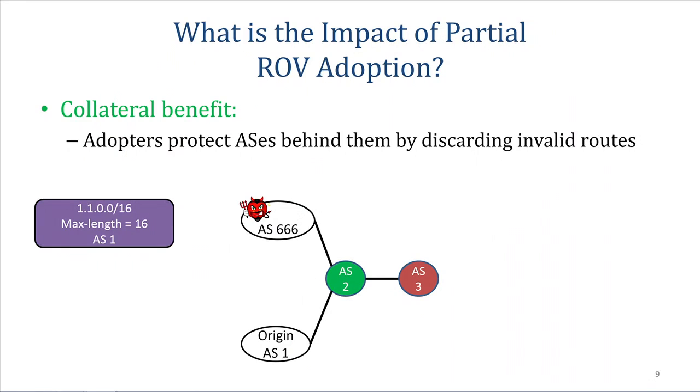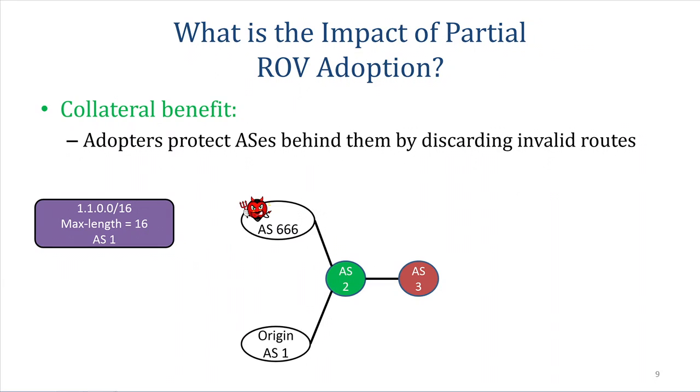So what does it mean for the internet? In other words, what happens under partial adoption? We identify two collateral effects. The first one is collateral benefit, and that is that an AS which adopts ROV can actually protect other ASs that don't do ROV.